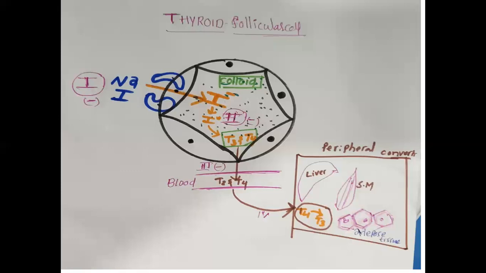In the peripheral sites, T4 is mainly converted to T3, because T3 is a very active hormone, whereas T4's activity is very less. So for utilization purposes, T4 is converted into T3. This peripheral conversion takes place in the liver, skeletal muscle, and adipose tissue. This is regarding the synthesis of thyroid hormones and their transport to the site.